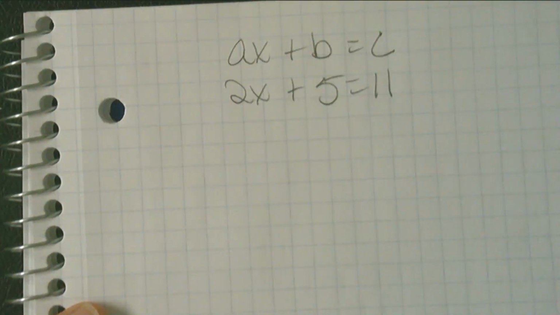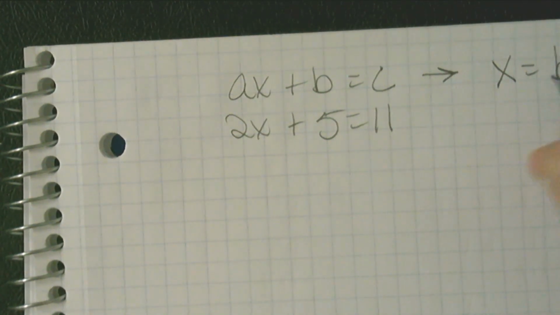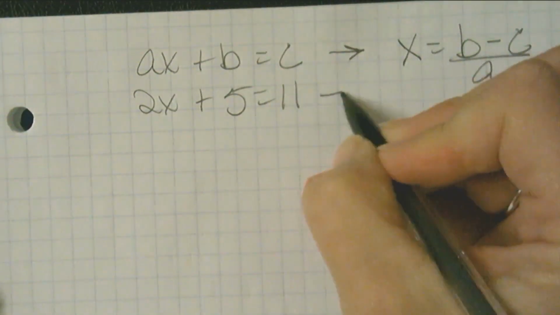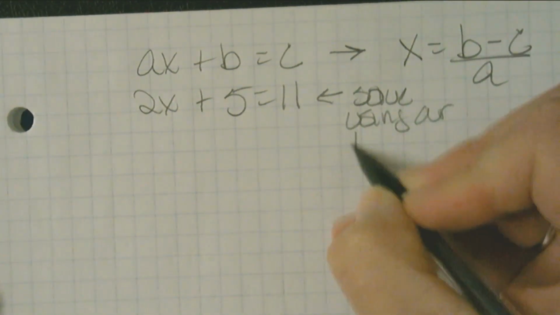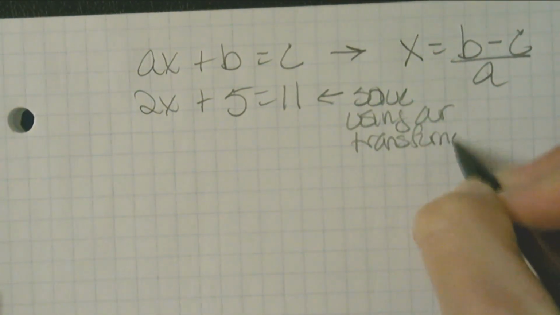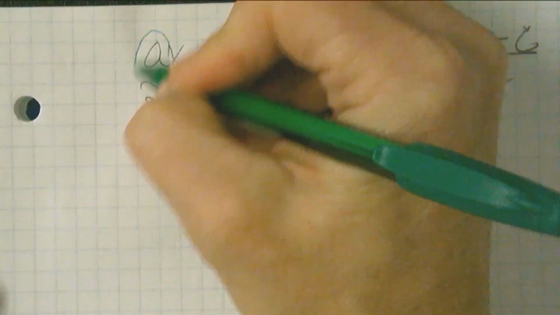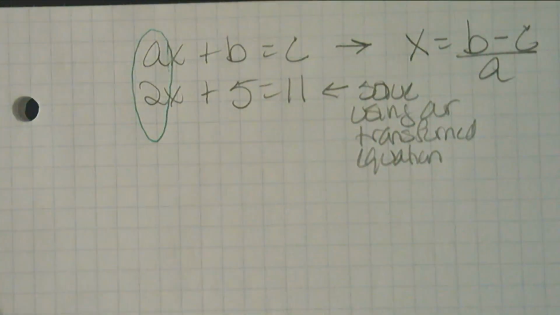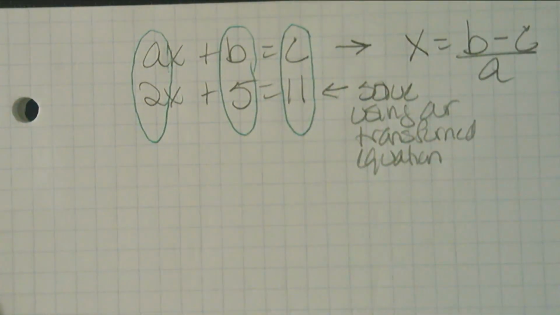All right, we reformatted or solved this equation, and we got x is equal to b minus c over a. All right, we want to solve this equation using our transformed equation. So that 2 lines up with our a, 5 lines up with our b, the 11 lines up with our c. Can you guys see that?